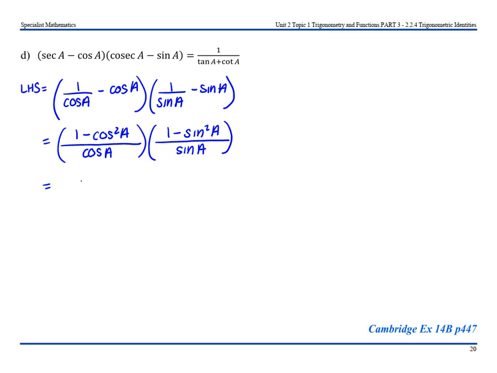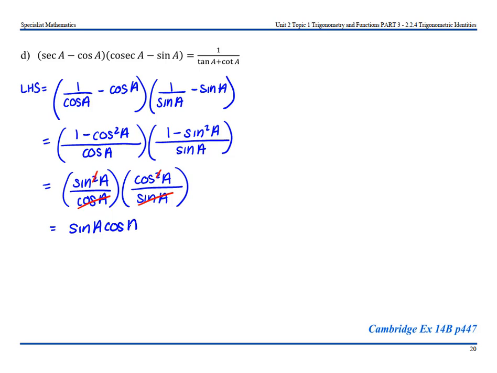1 minus cos squared A is sine squared A over cos A. 1 minus sine squared A is cos squared A over sine A. Do some cancelling. One of those sines can go with that. One of those coses can go with that. So we're left with sine A cos A. There's nothing I can do to get it to the other side.